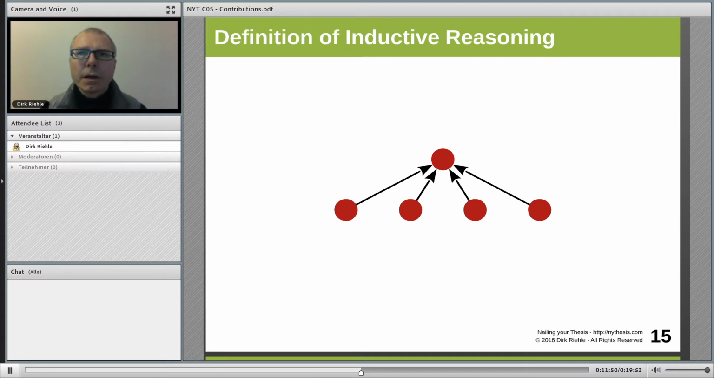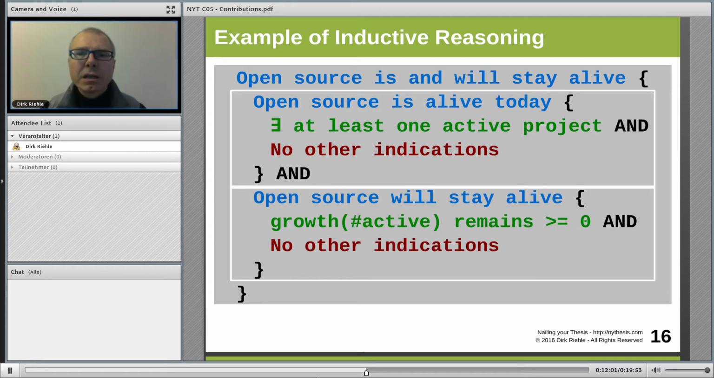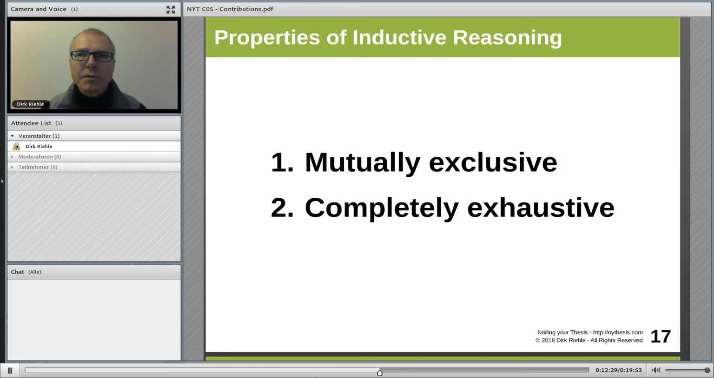And your inductive argument will be even stronger if you can show that these 4, or n, supporting arguments are actually covering the whole space. And that's actually what we did in the open source example. We looked at 2 time frames: that open source is alive today, that's important, and that it will be alive in the future. And then we covered all of time with these 2 simple time frames, and hence it's believable that the conclusion works for is and will stay alive.